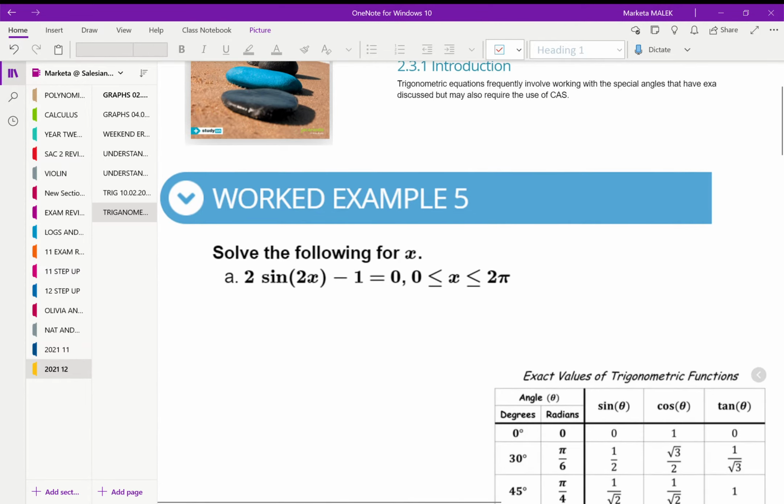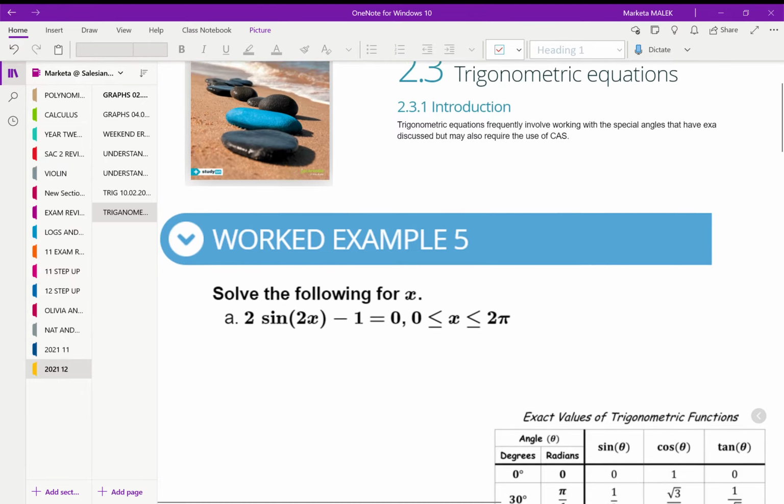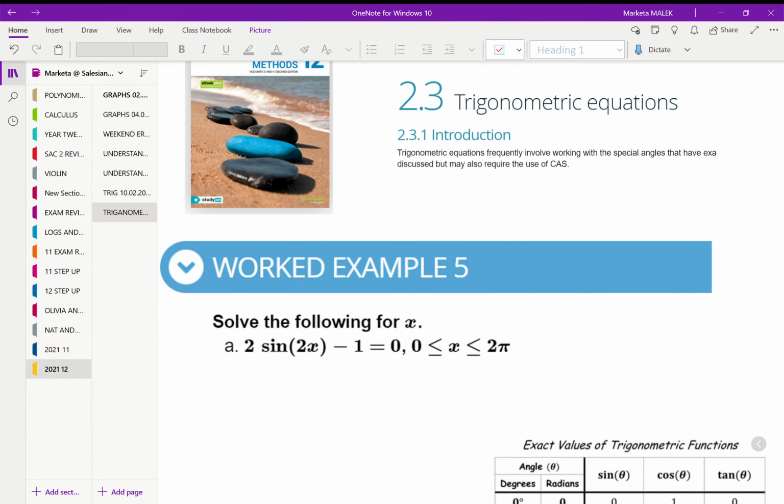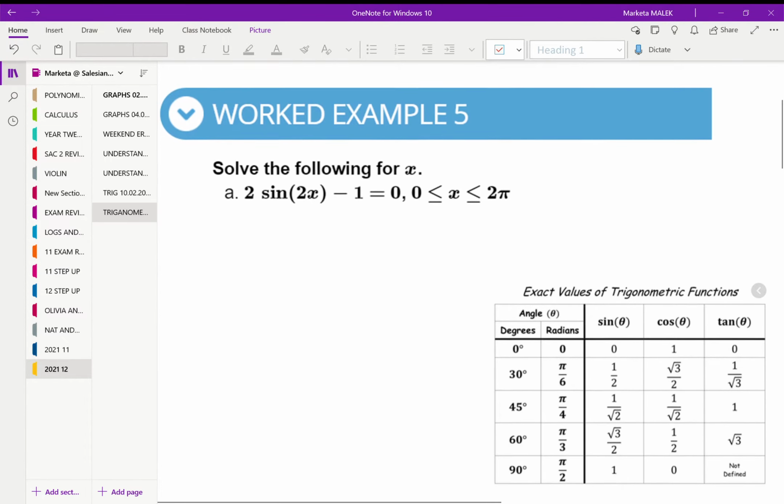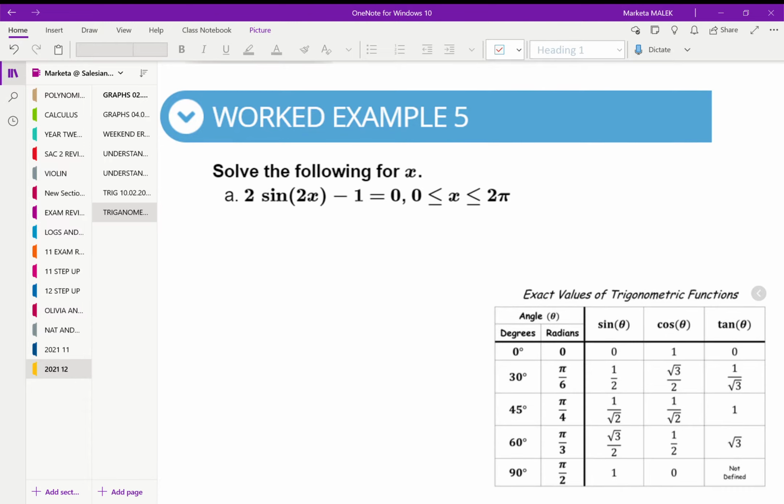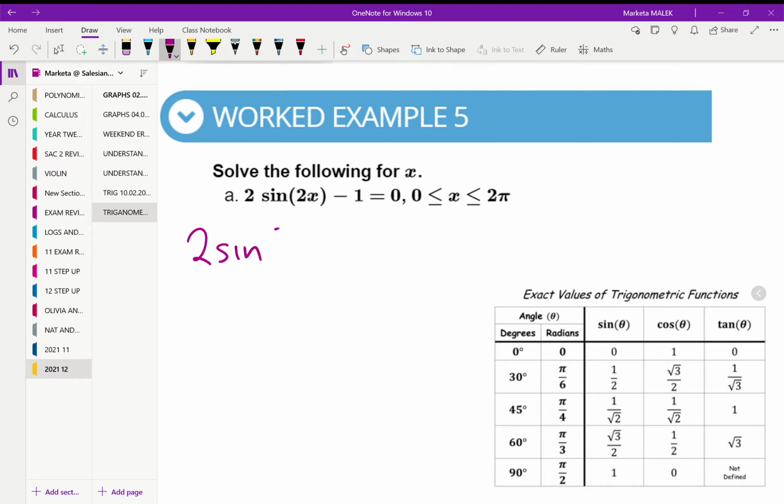If you haven't done the first video yet from 2.3, you should do that first because this one's a little bit harder. Last time we looked at examples where we had to solve, and it's the same idea. What we need to do is move everything we can over to the right hand side. So 2 sine 2x equals 1. I've added 1 on both sides, and now I'm just going to divide by 2 on both sides.